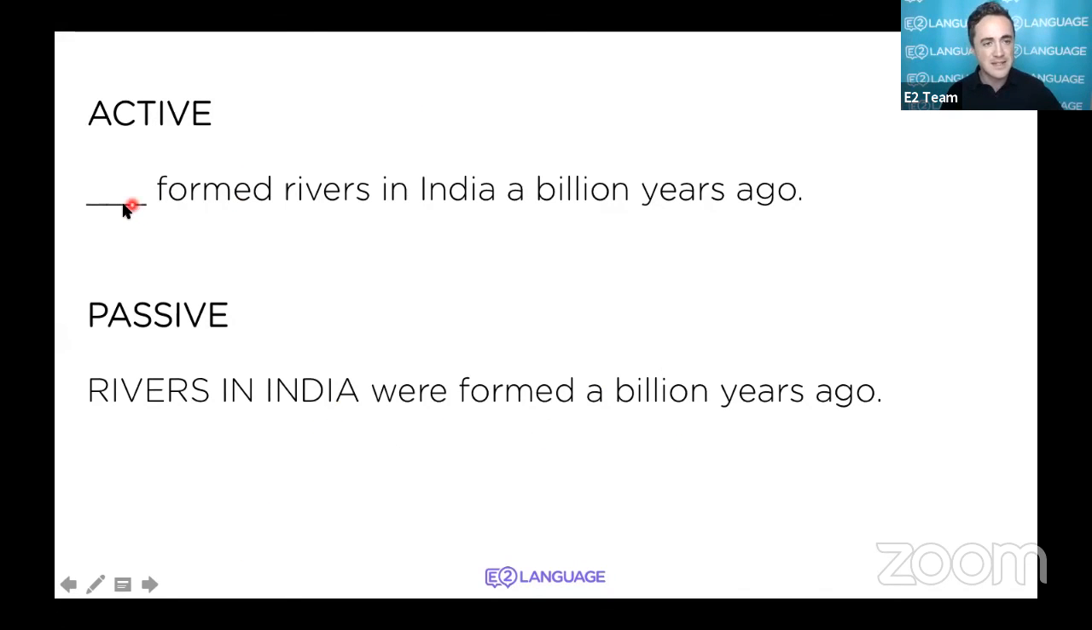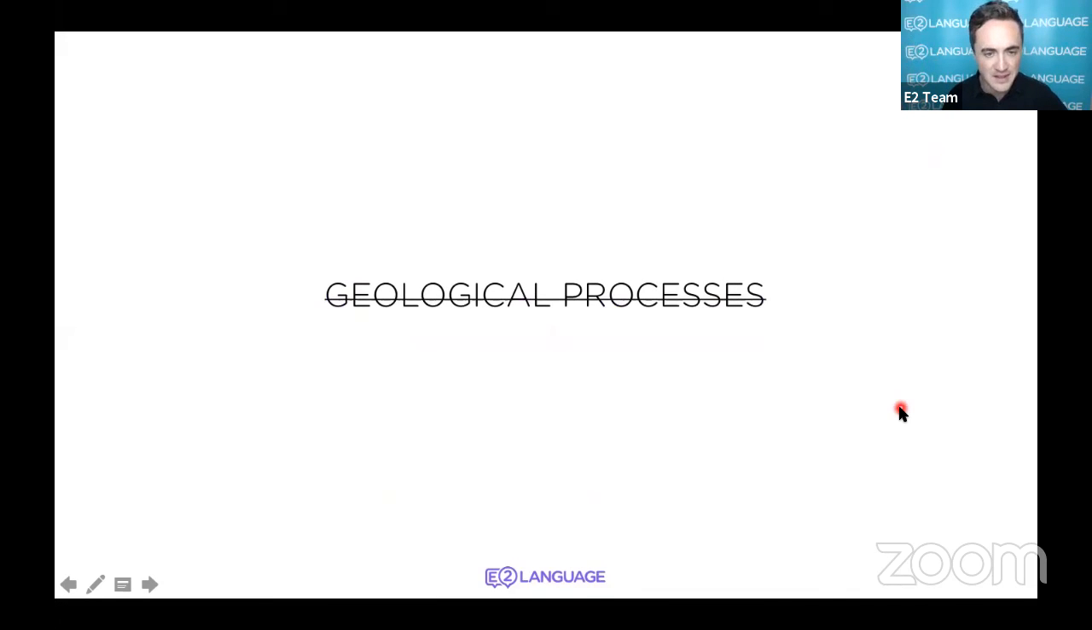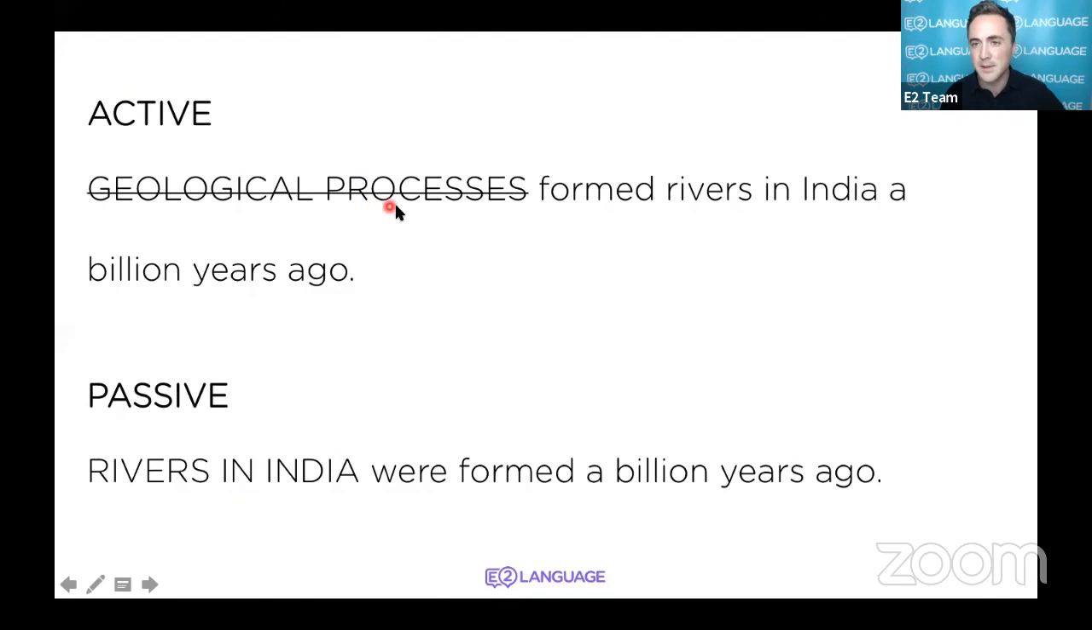Right. So someone or something formed rivers in India 1 billion years ago. Do we want that to be the subject of the sentence, the emphasis? No. So we put it into the passive. Rivers in India, because that's a more interesting subject, were formed 1 billion years ago. And the doer, maybe it was geological processes or the earth, something like that. That's not the point. So we wrote a passive sentence. Let's do it again.